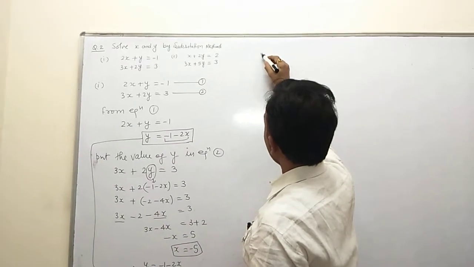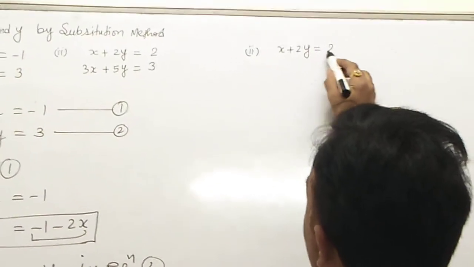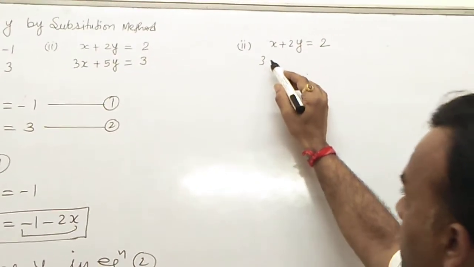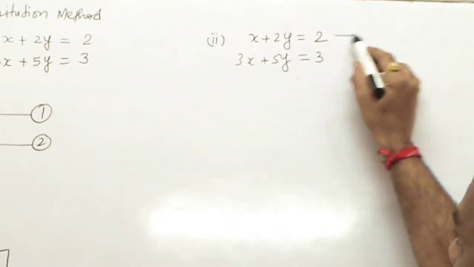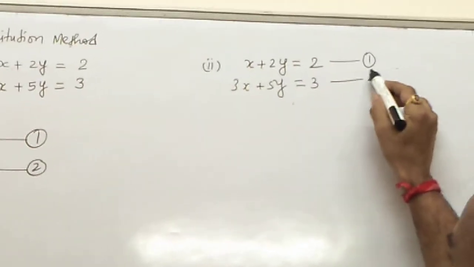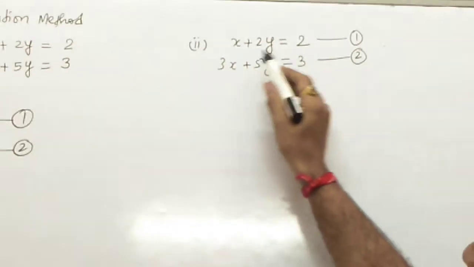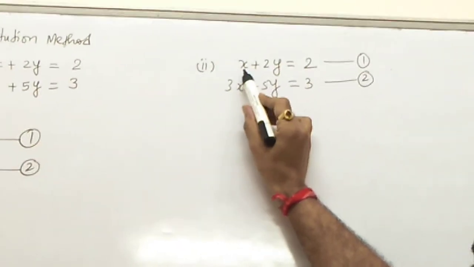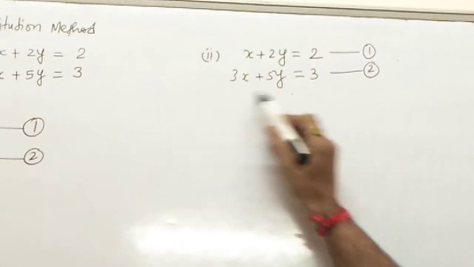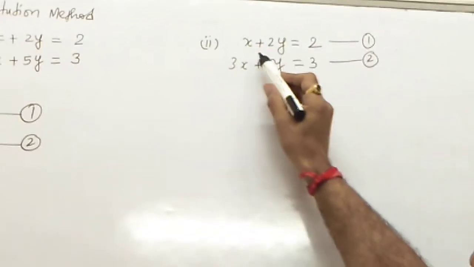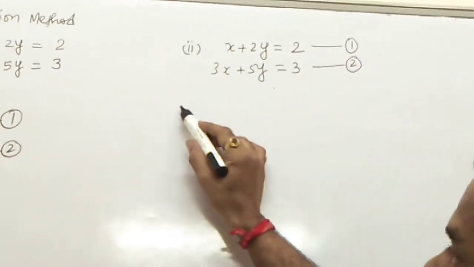In the second question we have x plus 2y equal to 2 and 3x plus 5y equal to 3. Okay, so again you call them equation 1 and 2. For these equations, here the coefficient of x is 1, here the coefficient of y is 2, and here 3 and 5. So equation 2 has different coefficients, but equation 1 has one variable, that is x, with a unit coefficient. So you consider the first equation again here.